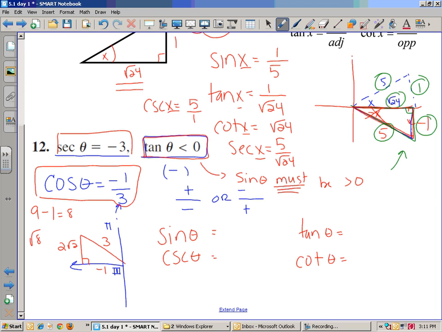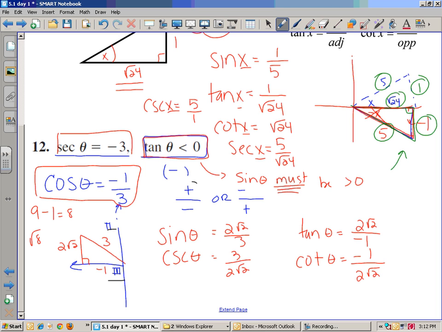So the sine of theta is going to be 2 root 2 over 3. The cosecant is flip that, so 3 over 2 root 2. The tangent of theta is the opposite over the adjacent. And then the cotangent is the reciprocal of that. Okay? So that's what we're doing when we do this. So cosine has to be negative. That's an x-coordinate. That narrows it down to quadrants 2 and 3.